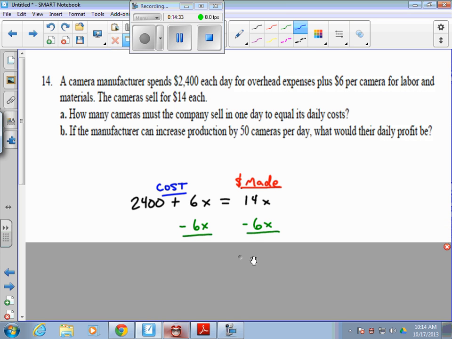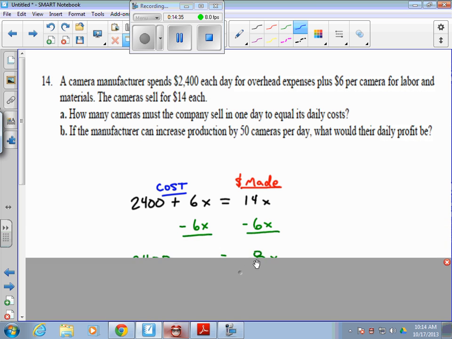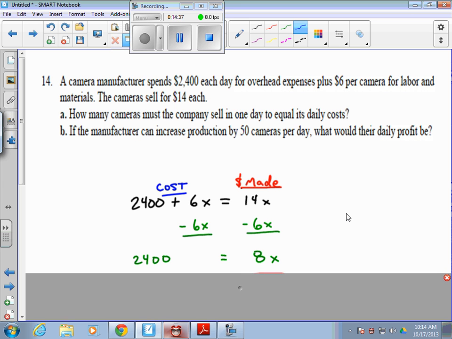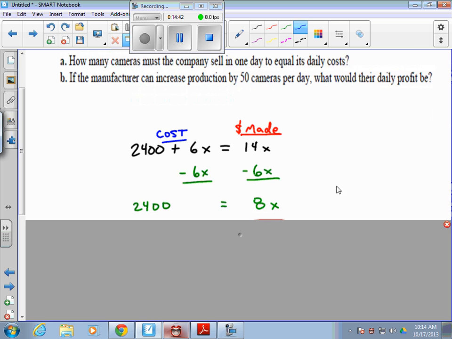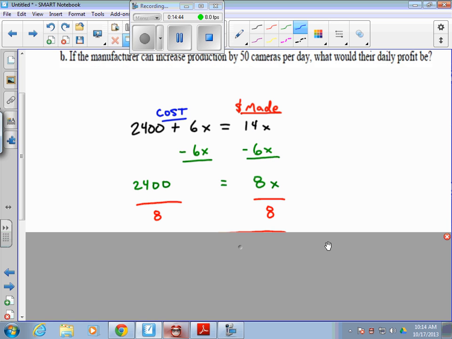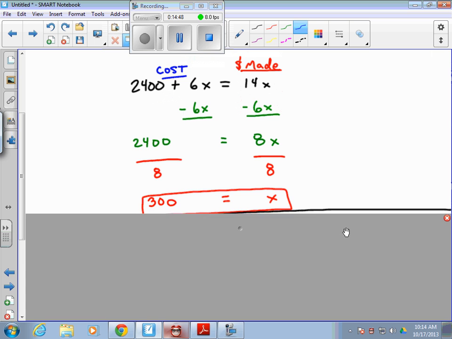Undo plus 6x by subtracting it on both sides. It leaves you with 2,400 equals 8x. Then undo 8 times something by dividing by 8 on both sides. 8 goes into 24 3 times and into 2,400 300 times. So x equals 300, or in order for them to break even every day, they need to make 300 cameras.